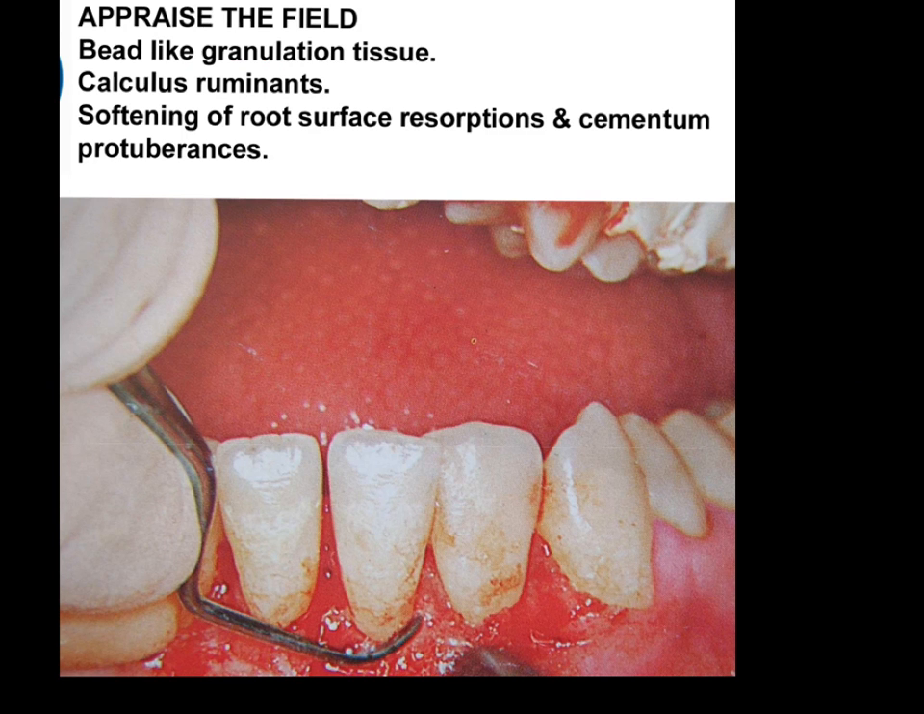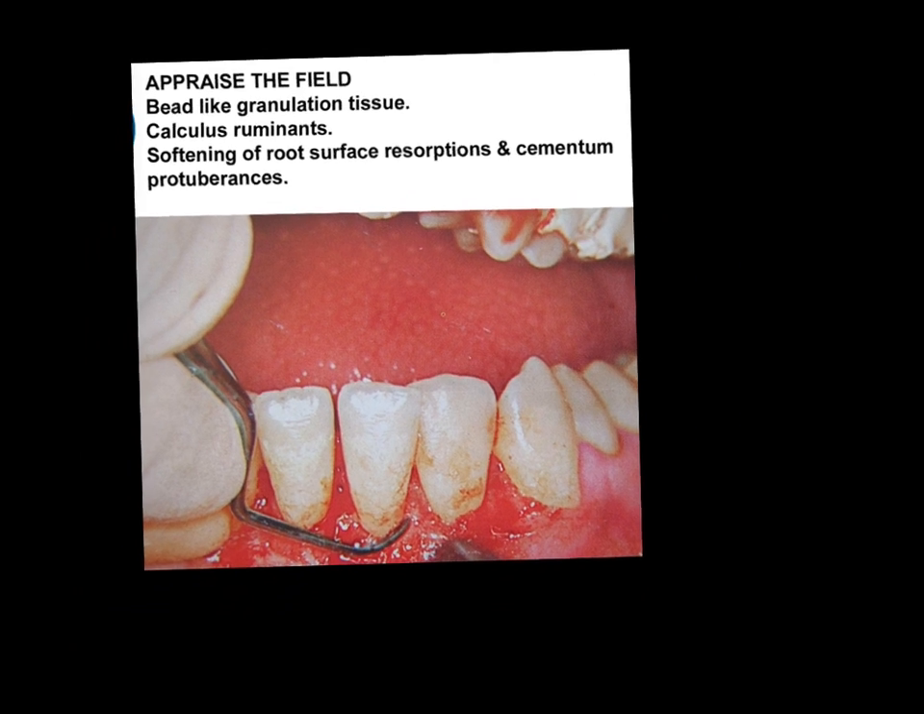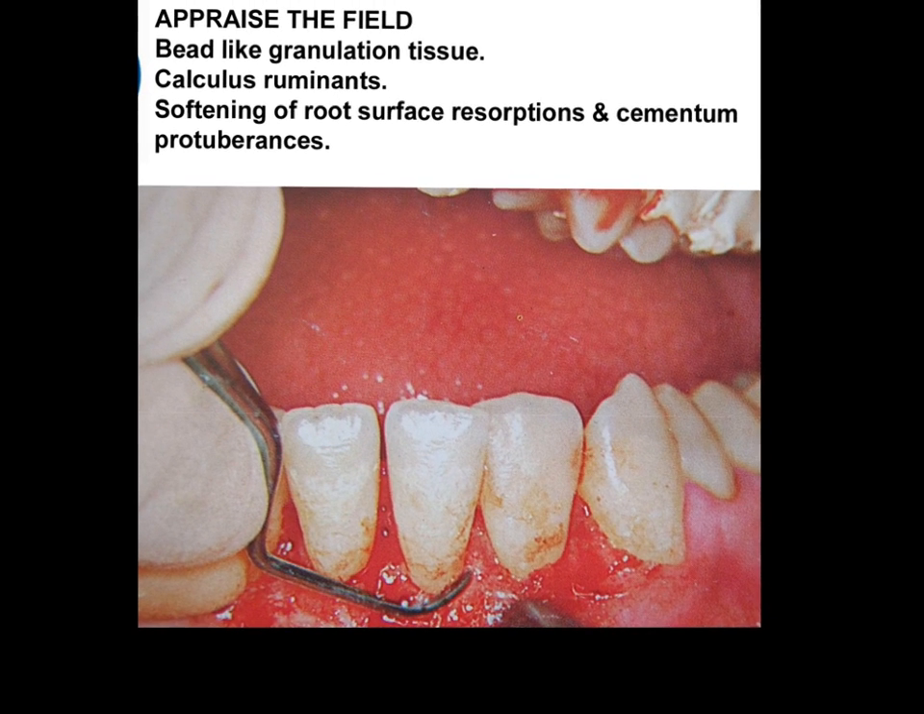After that we approach the field filled with bead-like granulation tissue. We remove the granulation tissue and the calculus remnants, and we soften the root surface. We soften the root surface and clean the cementum from any protuberance to make a clean, smooth area, so it is not a breeding area for bacteria and is accessible for oral hygiene.